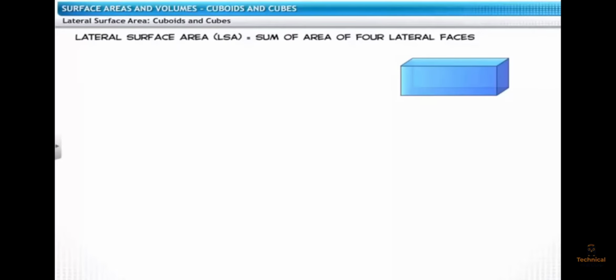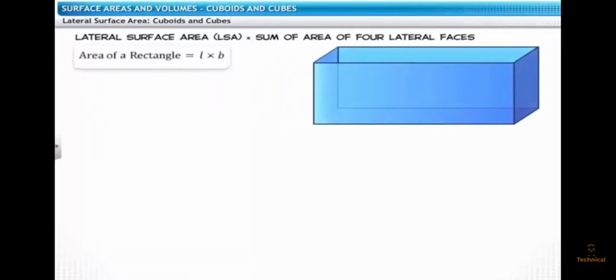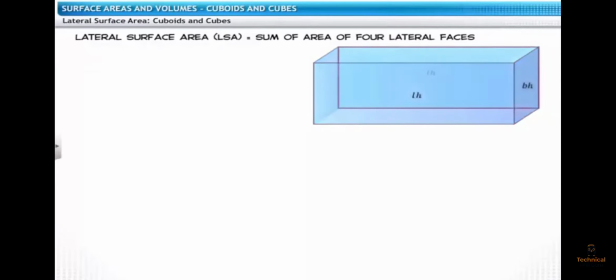Now, let's derive a formula to calculate the LSA of a cuboid. To calculate LSA, we have to find the areas of the 4 lateral faces. As each lateral face is a rectangle, we can apply the formula length into breadth to calculate the areas. We get the areas of each lateral face as LH, BH, LH, and BH. Now calculating LSA is easy. All you need to do is add all these areas.